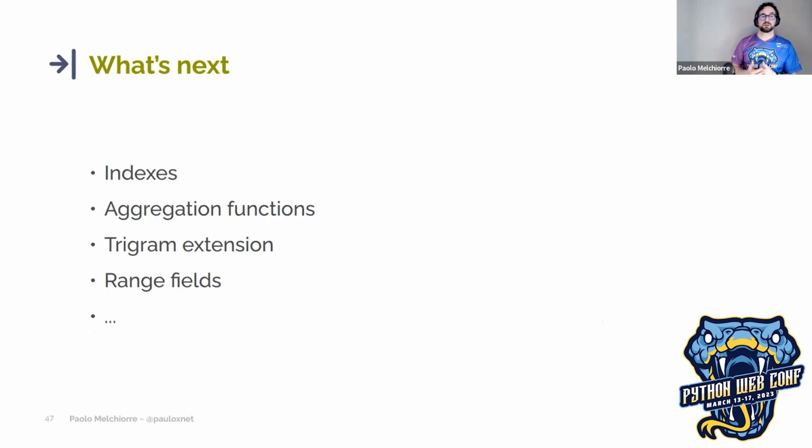There are also many other Postgres-specific features that can be used directly in Django. For example, you can use a lot of indexes and aggregation functions only available in Postgres. You can also use the trigram extension to perform fast searching for similar strings. There are also specific fields only available in Postgres, like ranged fields, and more.